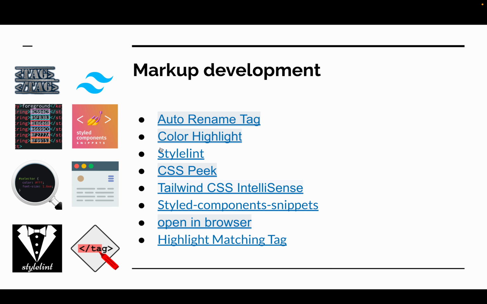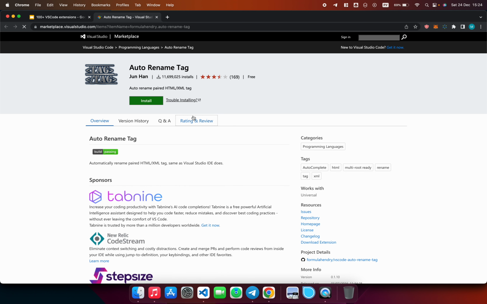The first extension is Auto Rename Tag. I will speak about it shortly, but here is the most useful part that you need. When you are using Auto Rename Tag, it automatically renames whatever tag you selected. This works for HTML, for XML, and for JSX tags.